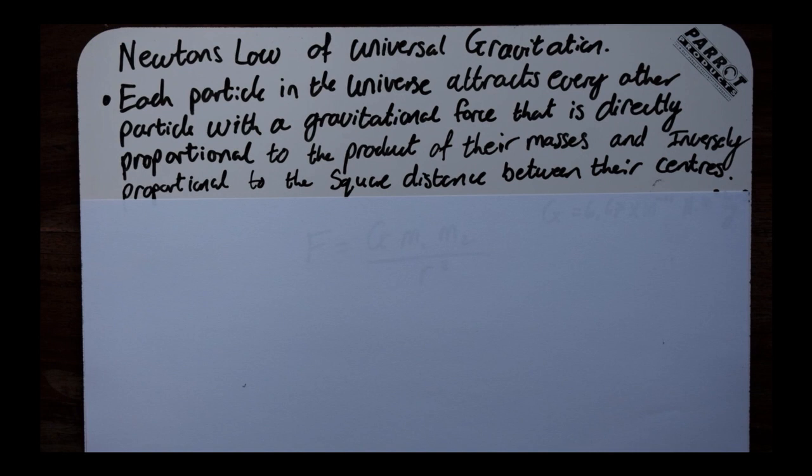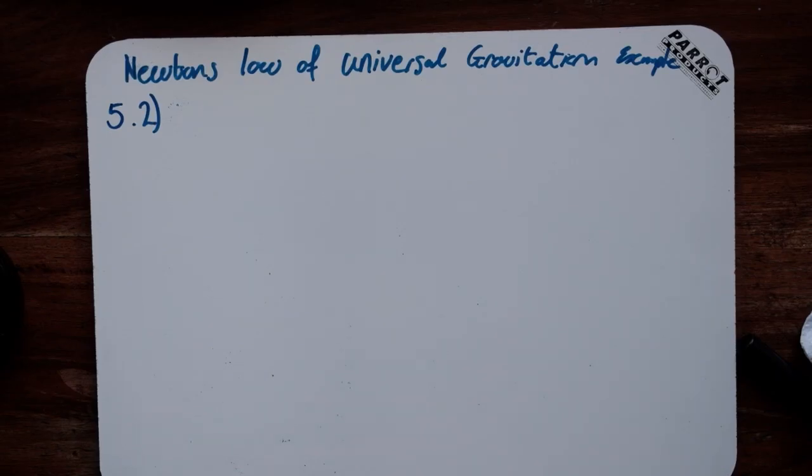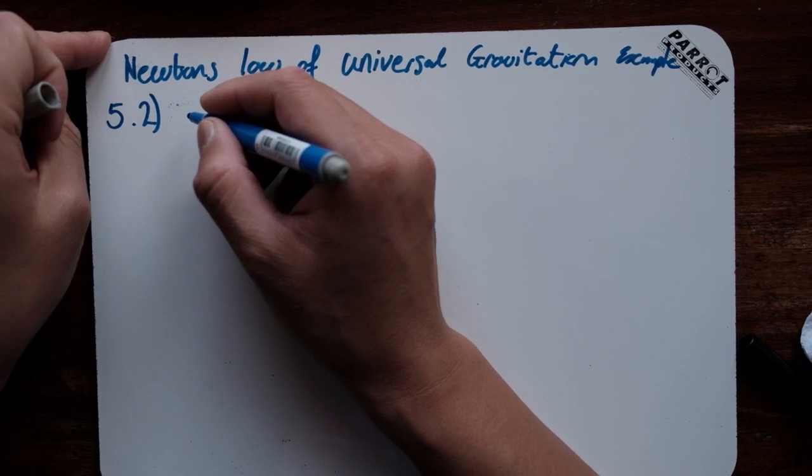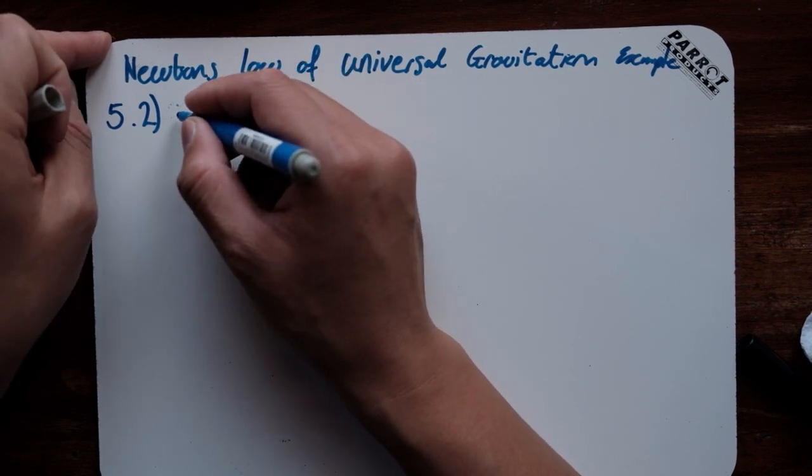Now, this is a screen grab from the previous video. Each particle in the universe attracts every other particle with a gravitational force that is directly proportional to the product of their masses and inversely proportional to the squared distance between their centers. Alright, so when we look at question 5.2, it's asking me what is weightlessness.